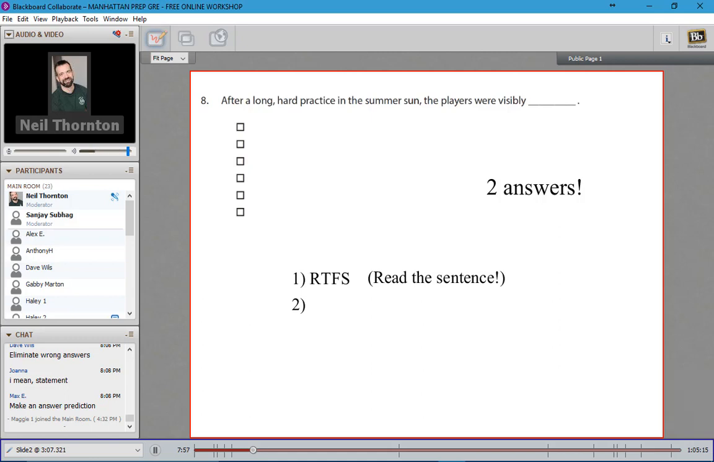So read the sentence to yourself. Okay, all right, so after a long, hard practice in the summer sun, the players were visibly blank. All right, so notice when you read this sentence, hopefully you saw something in your mind's eye. Hopefully you visualized something. You saw a little mini movie in your head. What did you see? What's in your little mini movie? Yeah, fatigued players. Okay, so what sport were they playing in your brain?